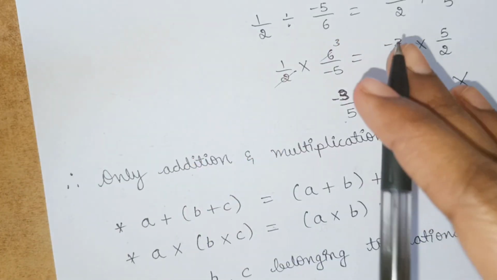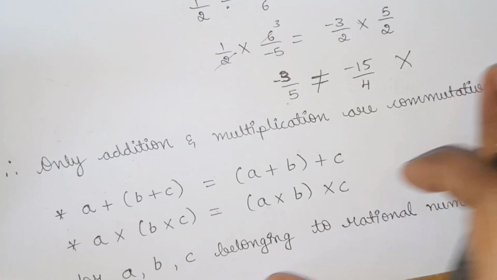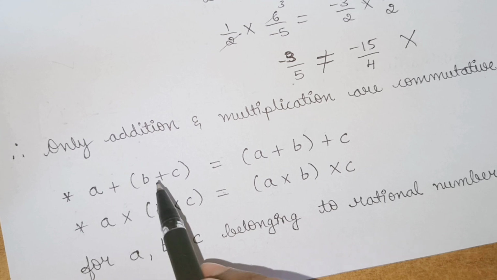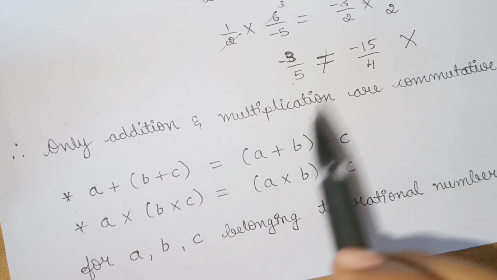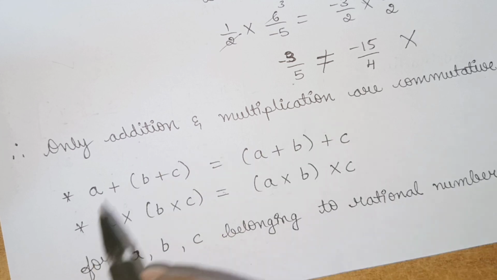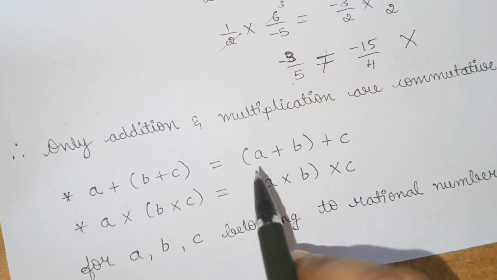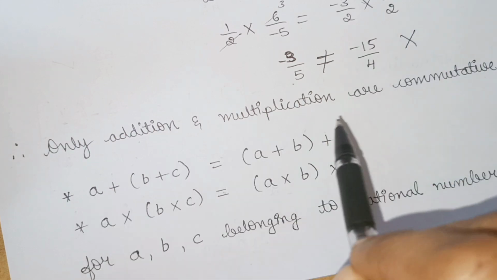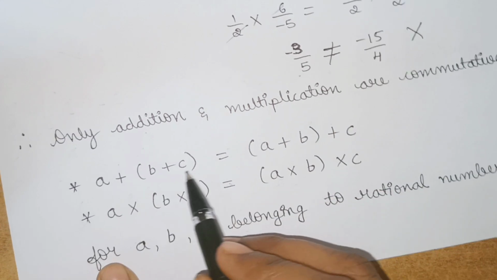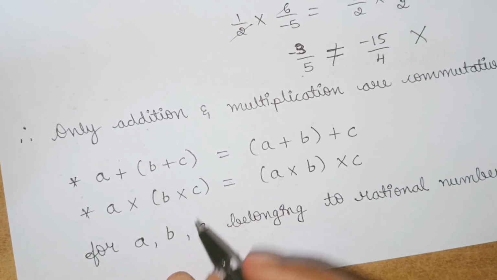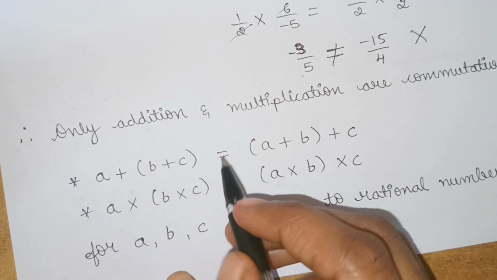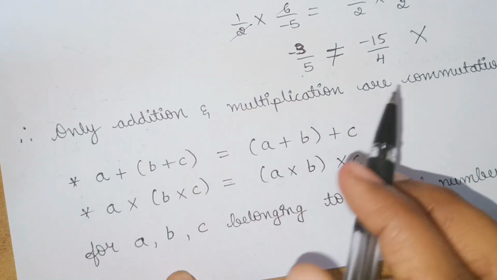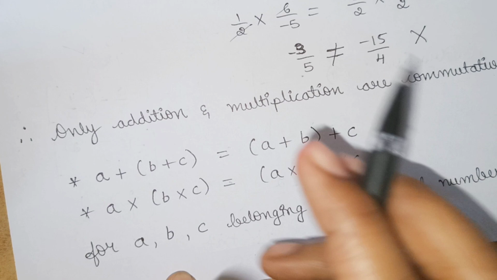So we got to know that only addition and multiplication are associative in rational numbers also. So we can write a plus of b plus c is equal to a plus b plus c, and a into b into c is equal to a into b into c. So if we group any two numbers and operate on the other number, the result will be the same. So only addition and multiplication are associative in all the numbers.